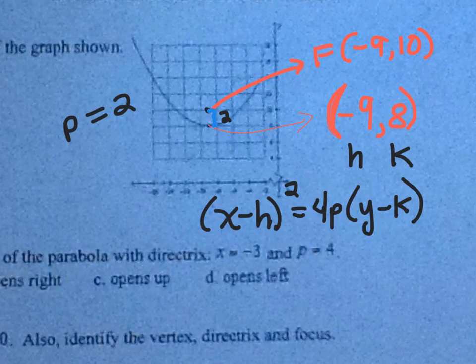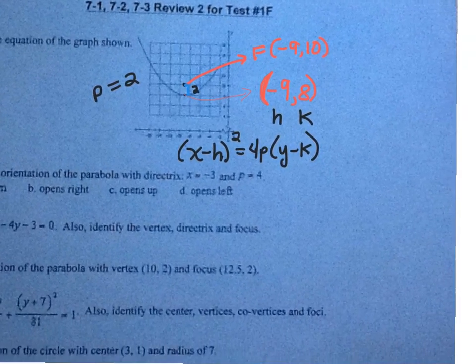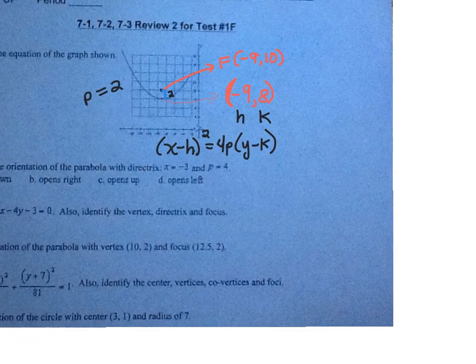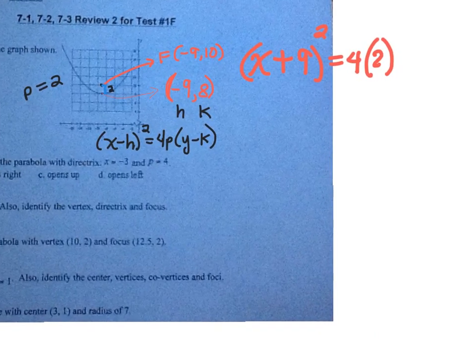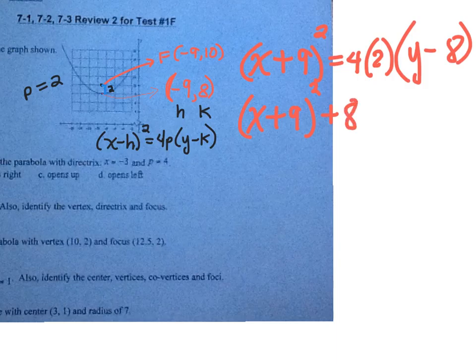When I substitute the numbers, I'm going to have x minus what? Minus -9, so that would give us (x plus 9) quantity squared, and that equals 4 times the p, and p is 2. And then what else? (y minus the k), and the k is 8. Okay, so then let's just simplify. This is going to be (x plus 9) quantity squared equals 4 times 2, which is 8, times (y minus 8).